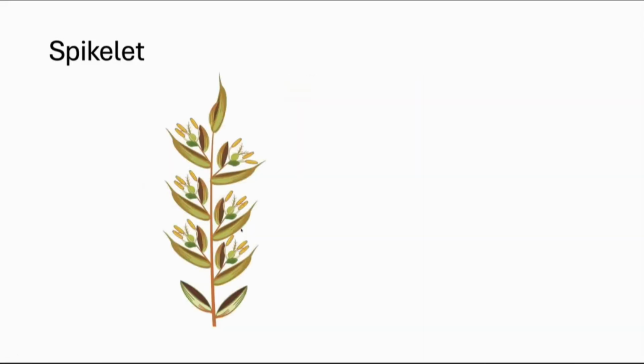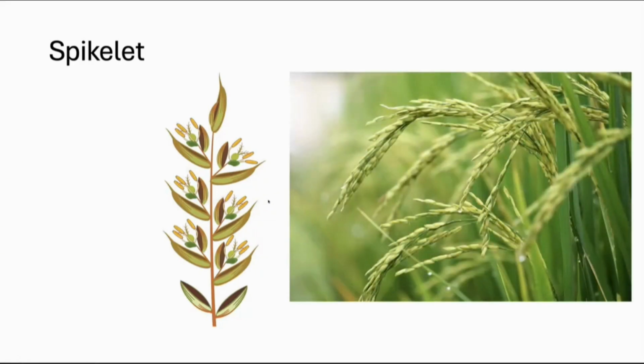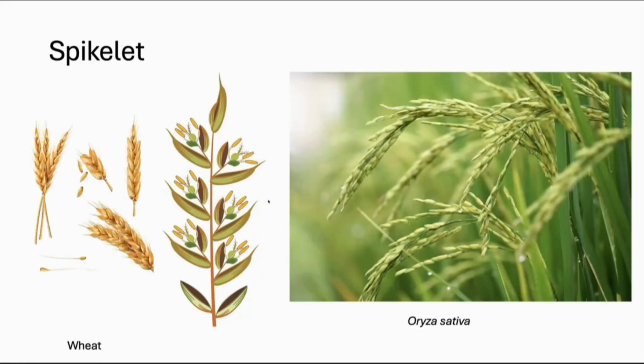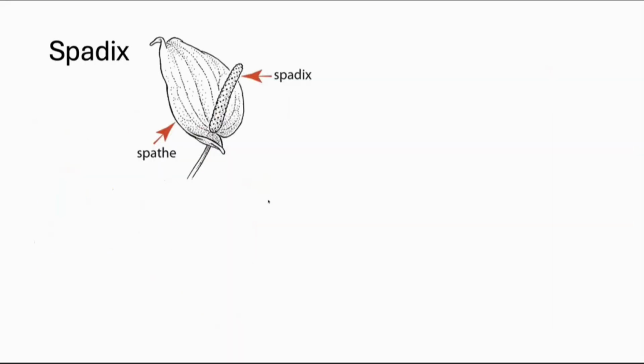The next one is spikelet. Here you can see the bract. For each inflorescence, you can see here a floret. You can see the bract and the flower inside. So the example for this is the common thing which we have in our plate, that is Oryza sativa, rice, and wheat. So here the inflorescence is spikelet.